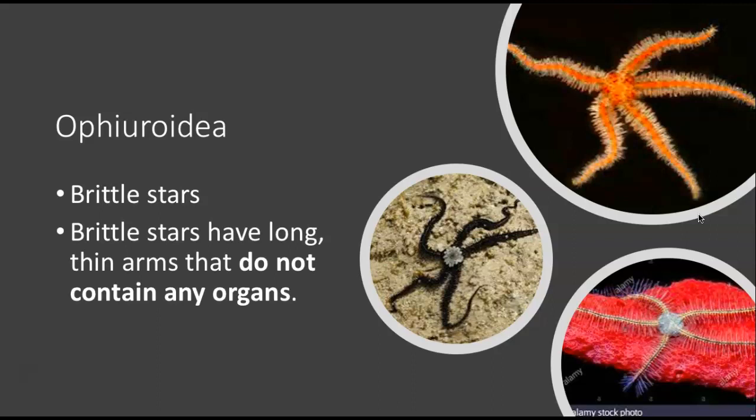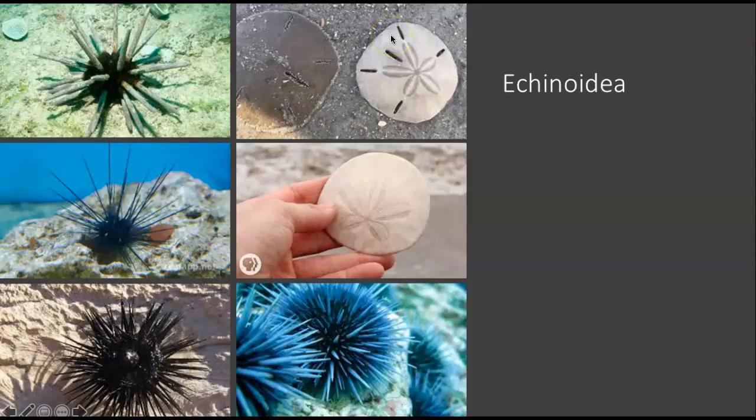Here's the Ophiuroidea. These are the brittle stars. They have long, thin arms, you can see, and importantly, the arms do not contain any organs. So that's kind of the difference between a sea star and a brittle star.